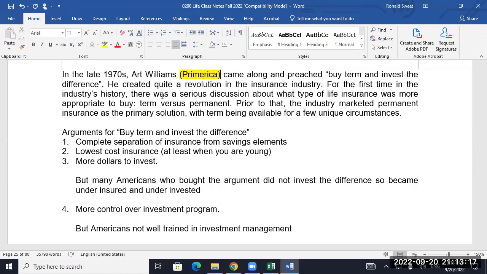So he created a really huge revolution in the insurance industry, him by himself, mainly because he had this really strong sales force. The industry tended to hate this guy. They really badmouthed him quite a bit. He did get into some legal problems. I don't know what exactly he was accused of, but he had some legal problems. You can find all that on Wikipedia.